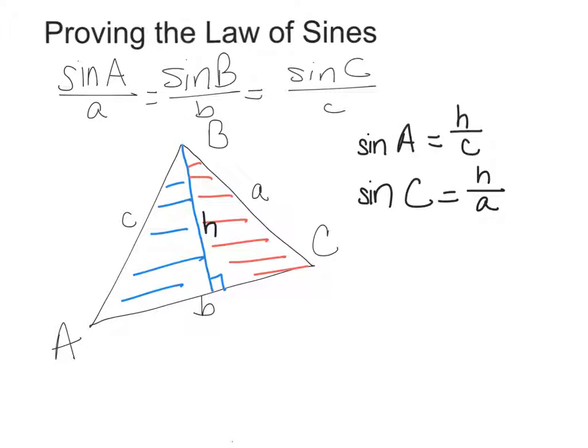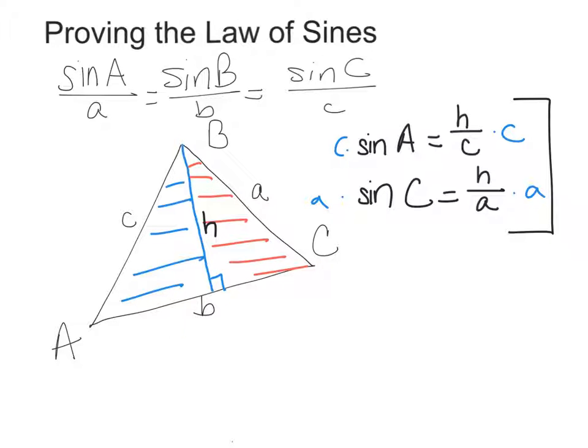But h is not in the law of sines. So in order to eliminate the h, we have to solve each equation for h and then set them equal to each other using substitution, because what you've just done is pretty much write a system. So let's solve them both for h. I can multiply the first one by c and the second one by a.